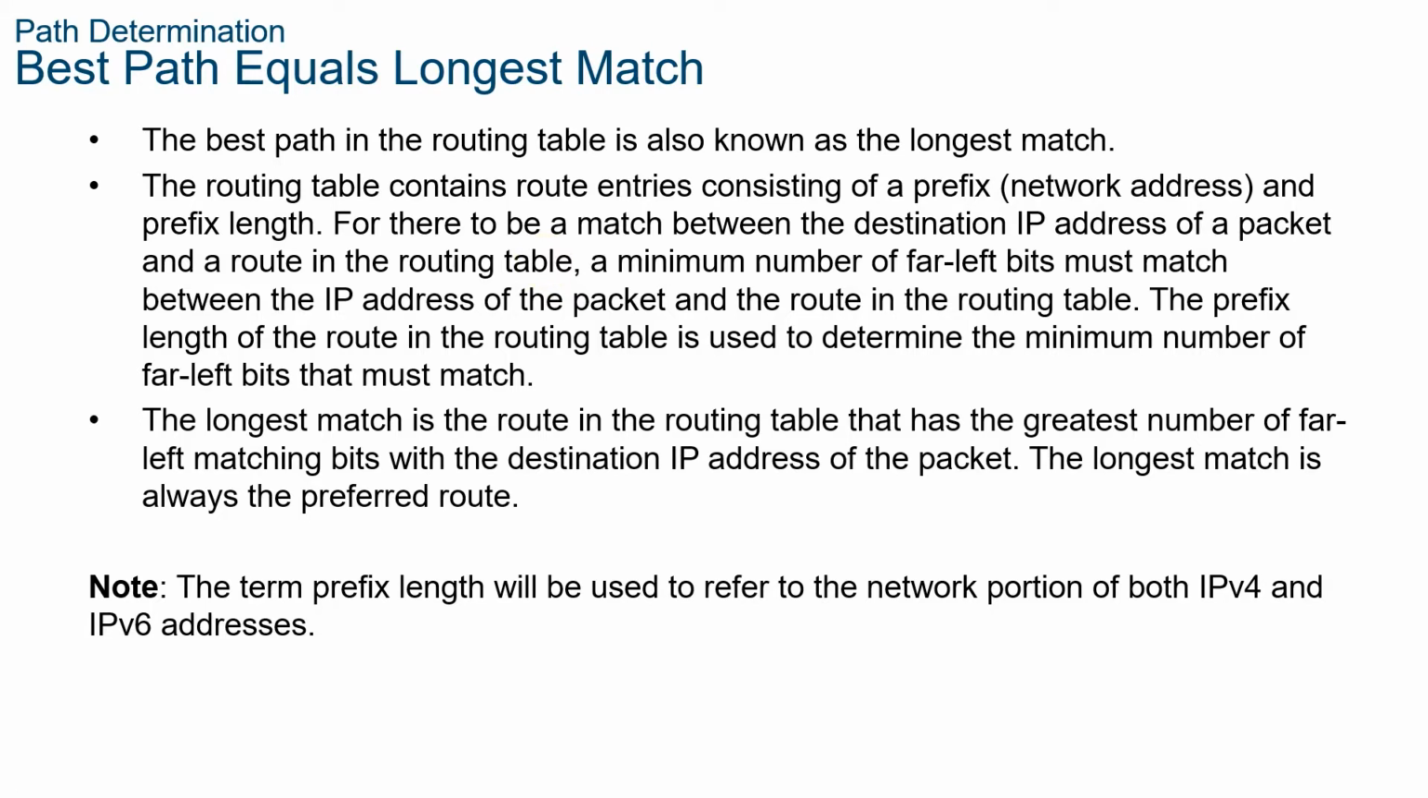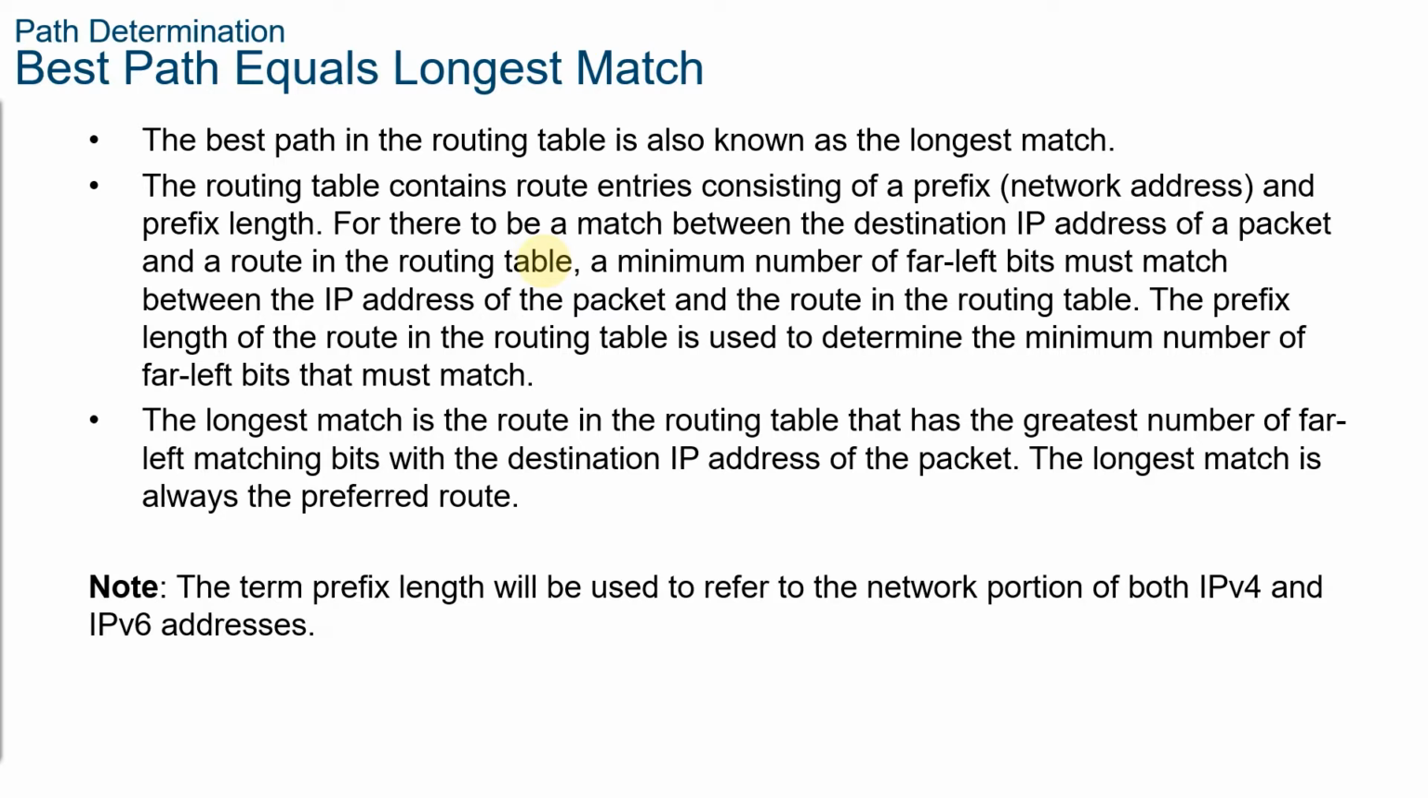Alright, so the next one is the best path equals longest match. What is meant by the router must determine the best path in the routing table? The best path in the routing table is also known as the longest match. The longest match is a process the router uses to find a match between the destination IP address of the packet and a routing entry in the routing table. The routing table contains route entries consisting of a prefix, or network address, and prefix length.